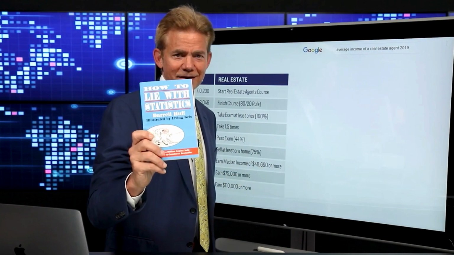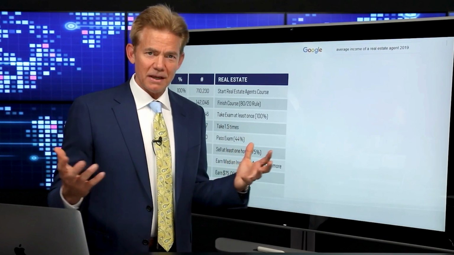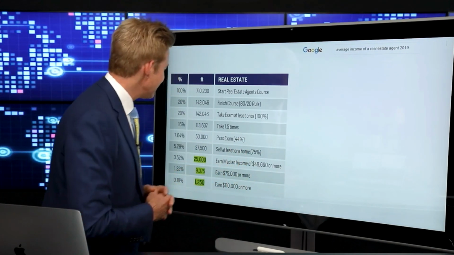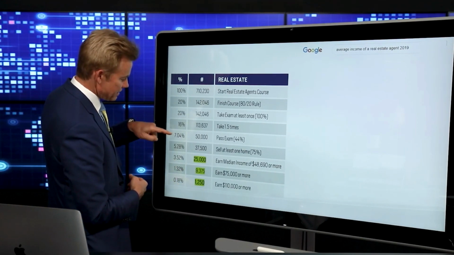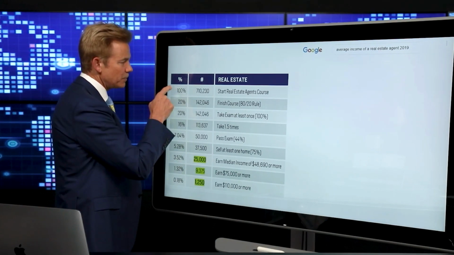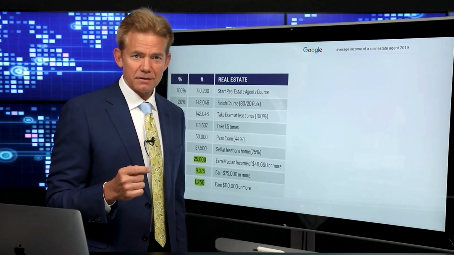So this is a book called How to Lie with Statistics. And omitting data is a way to make statistics look different. Okay? And that's clearly the case here because they start their math here at the number that passed the exam, not the number of people who started out and say, I want to be a real estate agent. All right?